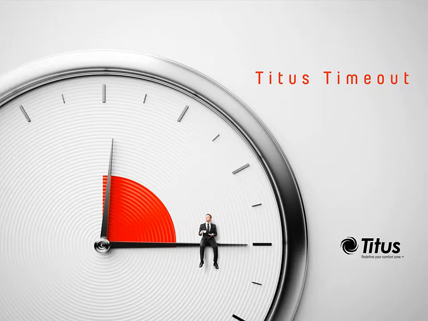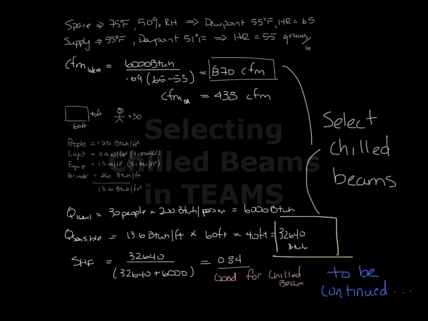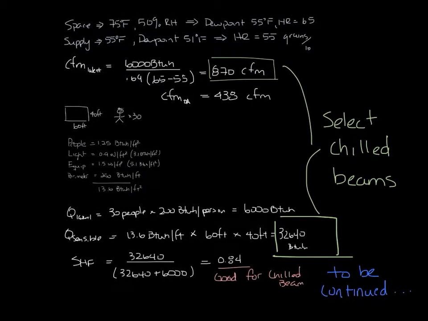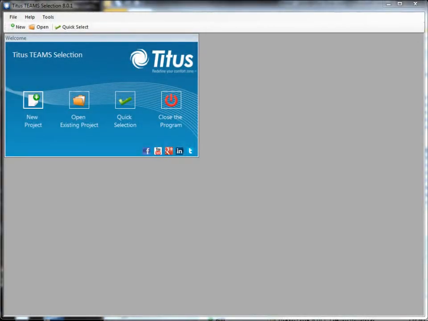I'm Jenny Abney-Civey, and this week we're going to pick up where we left last week and select chilled beams. So last week we left you hanging here with this 60 by 40 space with 30 people, 870 CFM, and 32,640 BTU of sensible load. So now let's open the selection program and actually select the beams for this space.